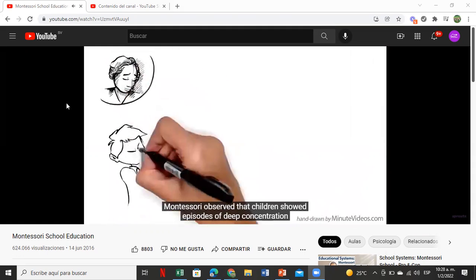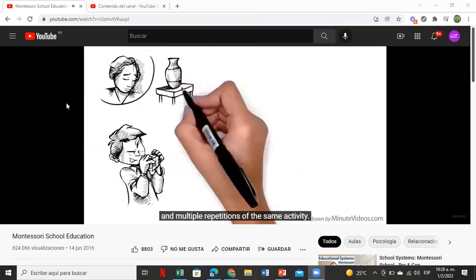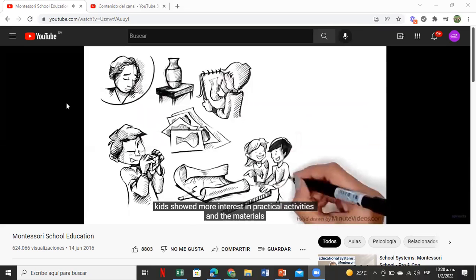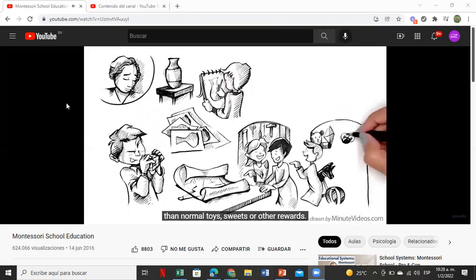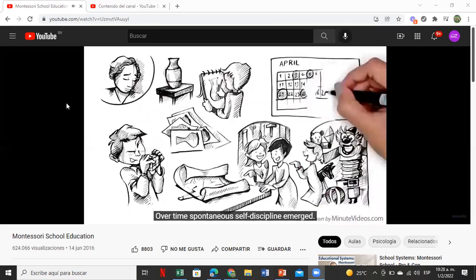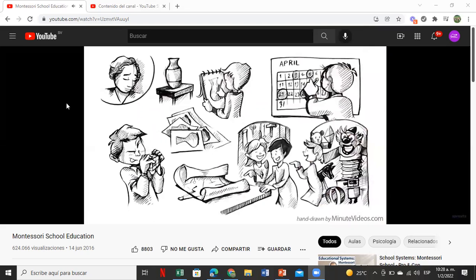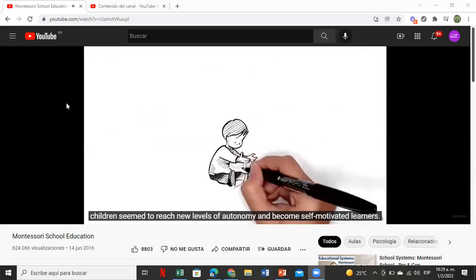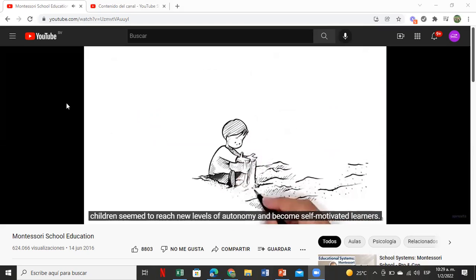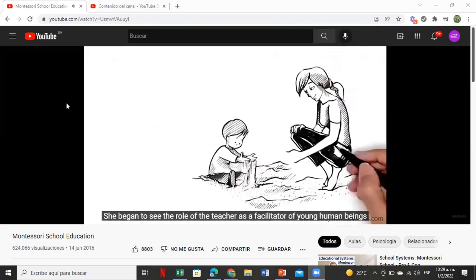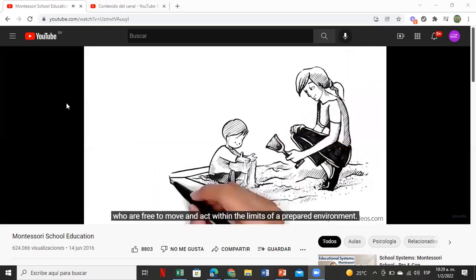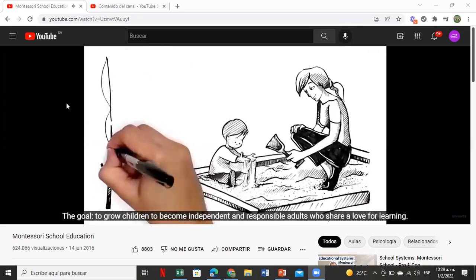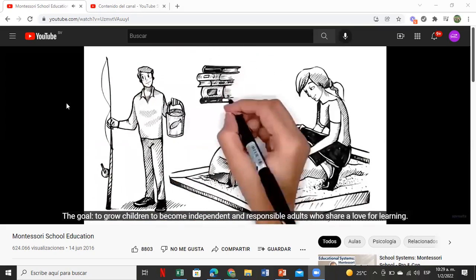Montessori observed that children showed episodes of deep concentration and multiple repetitions of the same activity. Given free choice, kids showed more interest in practical activities and the materials than normal toys, sweets, or other rewards. Over time, spontaneous self-discipline emerged. Montessori concluded that working independently, children seemed to reach new levels of autonomy and became self-motivated learners. She began to see the role of the teacher as a facilitator of young human beings who are free to move and act within the limits of a prepared environment. The goal? To grow children to become independent and responsible adults who share a love for learning.